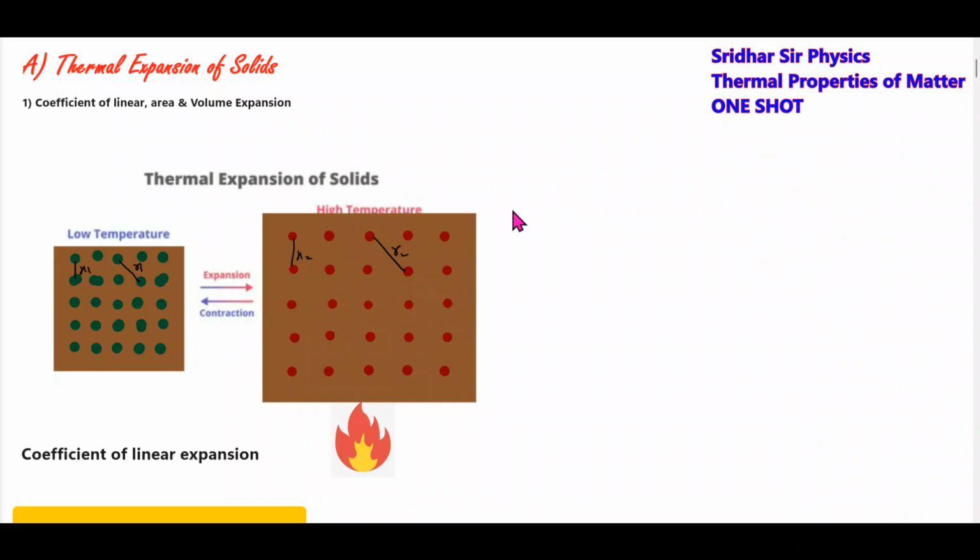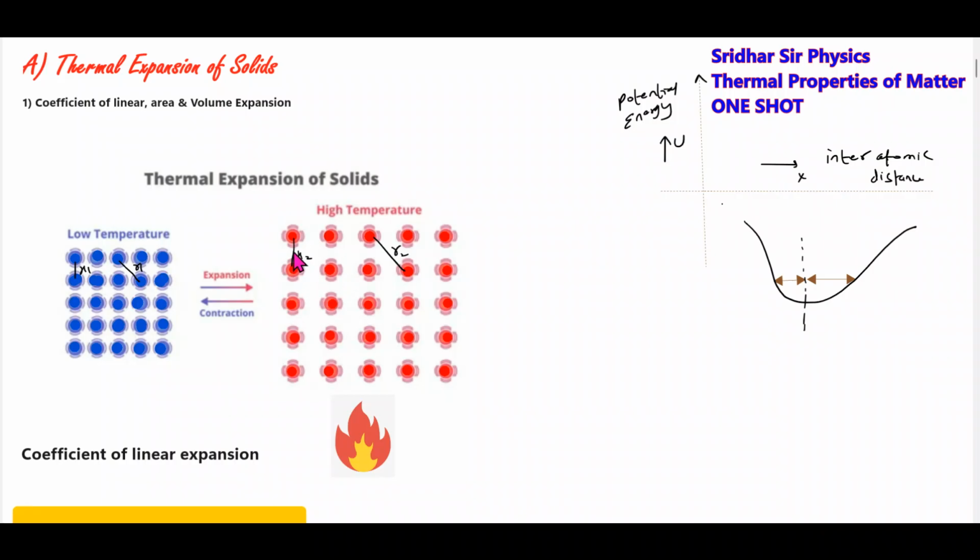So what is the condition for this? When you supply heat to a body, the distance between any 2 atoms will increase here. Why does that happen? Suppose at higher temperature, the atom starts vibrating. As it vibrates, because of this potential energy versus interatomic distance curve, suppose this is x1 and this is x2. The net displacement of the atom about its mean position will be towards the right. This is the main cause of thermal expansion of the solid, because of the asymmetric curve.